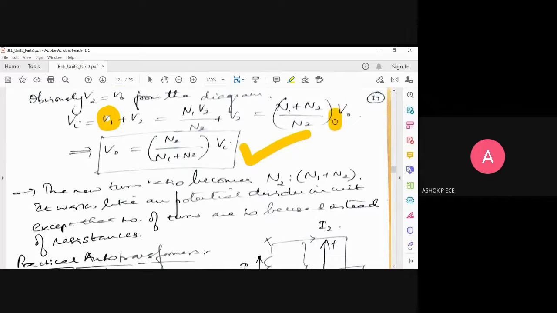Actually, the turns ratio is N2 by N1 only for a normal transformer, but for an auto transformer, the turns ratio is N2 divided by N1 plus N2 because of the voltage division technique. So the new turns ratio, N2 is to N1 plus N2, is going to be my new turns ratio, and it is just like a potential divider. It is going to divide the voltage based on the number of turns.